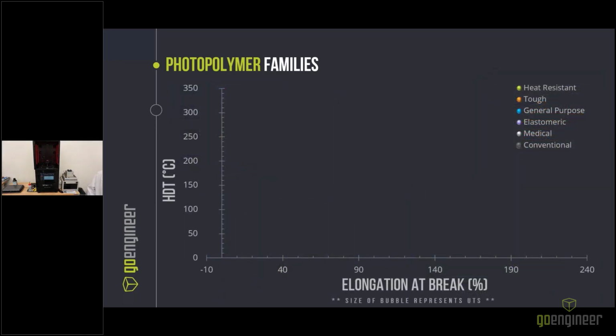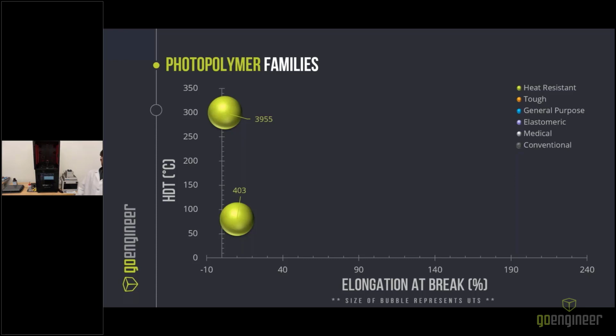I've prepared a chart for us to look at where we can compare the heat deflection temperature against the elongation or stiffness of these materials. The further out on the x-axis, the more flexible a material is, and the larger the circle, the higher the ultimate tensile strength, or the fracture breaking strength, of that material.